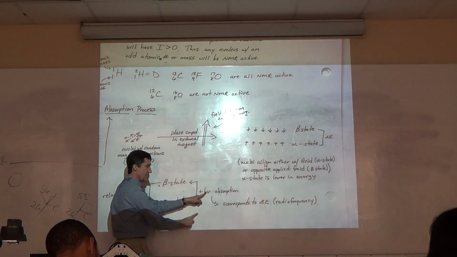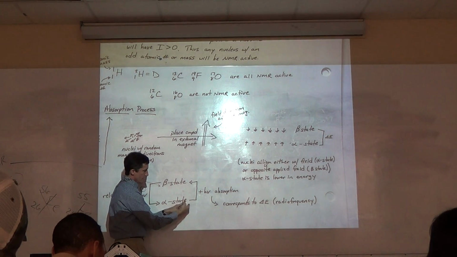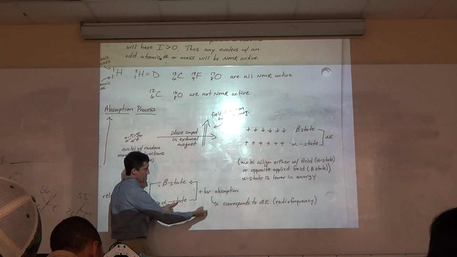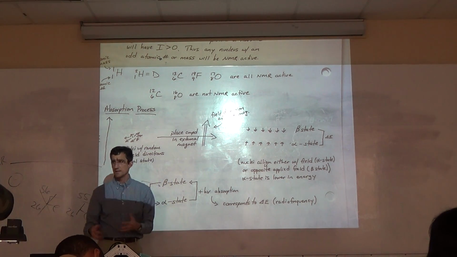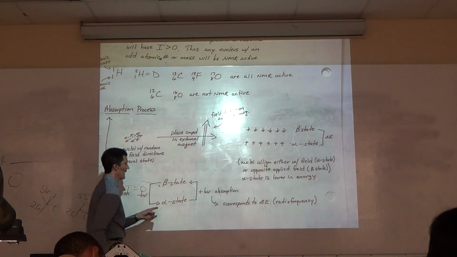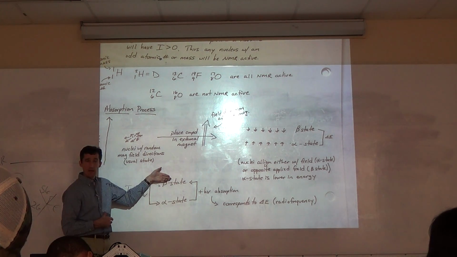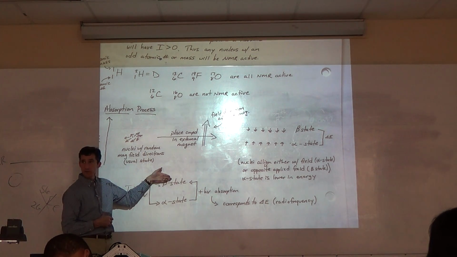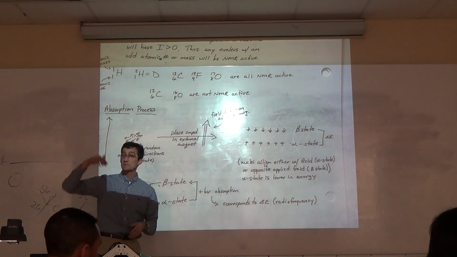We can add light energy, h nu, okay, into the system, and the nuclei will actually absorb that light, and they will take on the energy and become a higher energy level. And what do we call the higher energy level? They become the beta state. They will actually undergo a spin flip.